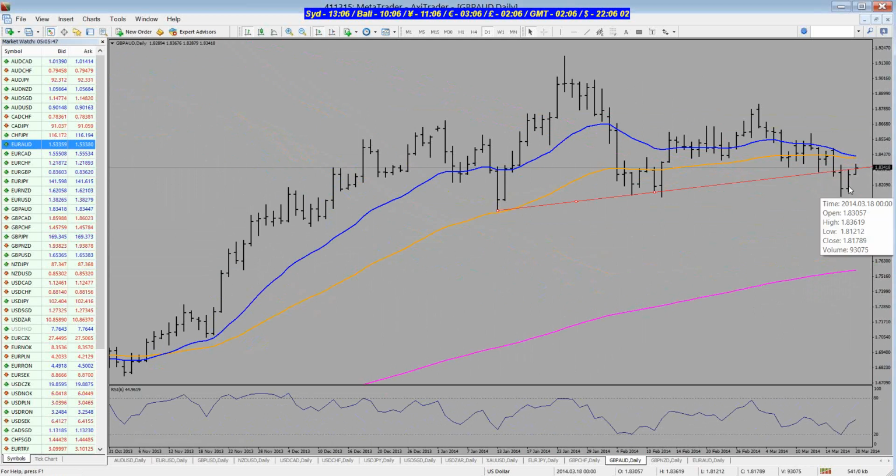We now have two days of buying, so there might be an opportunity tomorrow if this remains as a buyer bar, bouncing off this support line again for the third time, trying to take that higher again.